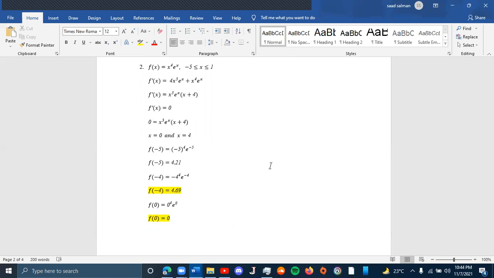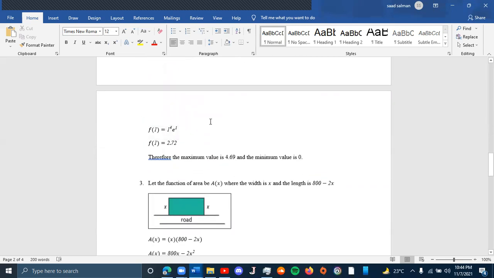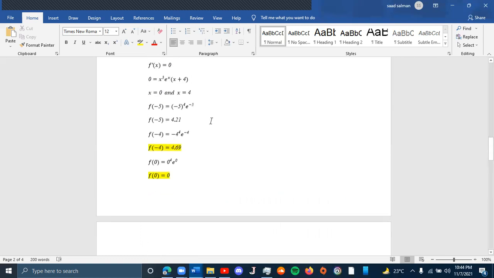Now we'll substitute f(−4), which will be equal to (−4)⁴e^(−4). So f(−4) would be equal to 4.69. So now we'll substitute 0. So f(0) = 0⁴e⁰, which would give us 0. Now we'll substitute f(1), which will be 1⁴e¹. So f(1) would be 2.72. Therefore the maximum value is 4.69 and the minimum value is 0.